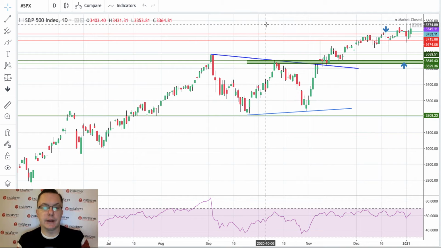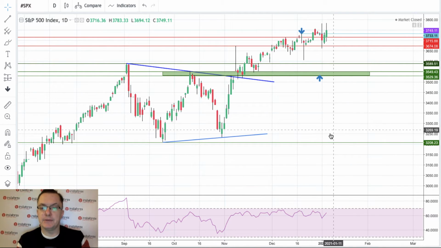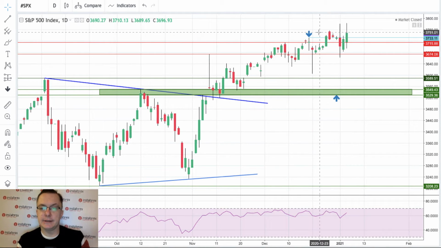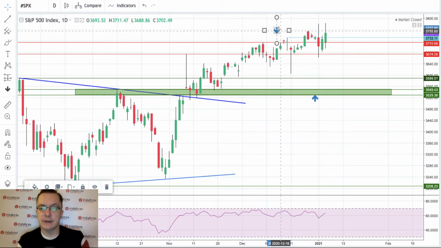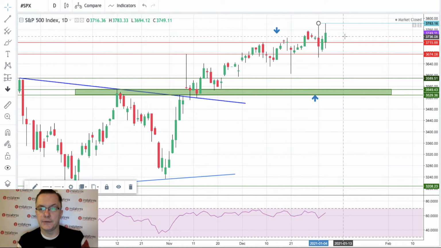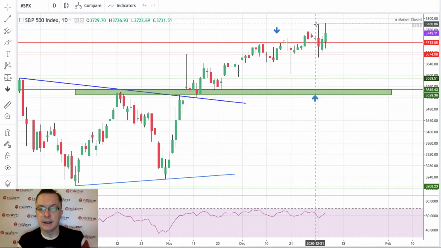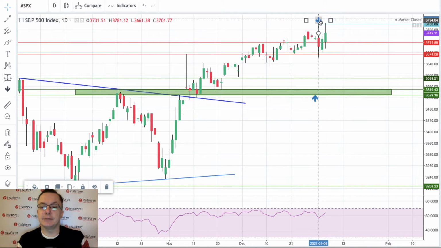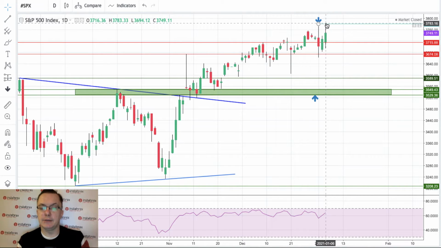What do we start with? S&P 500, right? S&P 500 daily time frame chart. Let me just zoom in a little bit, and then you can see what we have here. The recent two days have been very interesting because we got this level of 3,780, 82, 83 tested twice. The first time we made the new all-time high, then we tested it, but as you can see, we got these long upper shadows on the daily time frame chart.